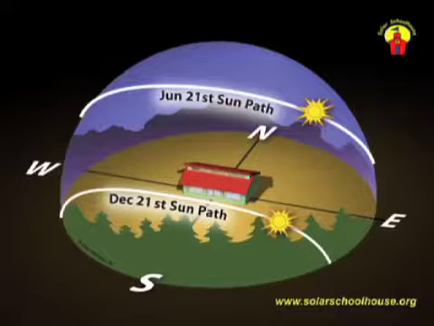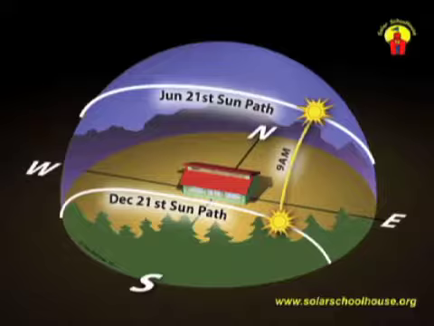At 9 in the morning on December 21st, the sun has risen in the east and is low in the southern sky. On June 21st, it's higher in the sky at this same time of day. We can draw a line on the sky dome between these two 9 a.m. positions. This line shows where the sun will be at 9 a.m. during the rest of the year. As the sun's path moves up and down through the seasons, the position of the sun at 9 a.m. will always be somewhere on this line.